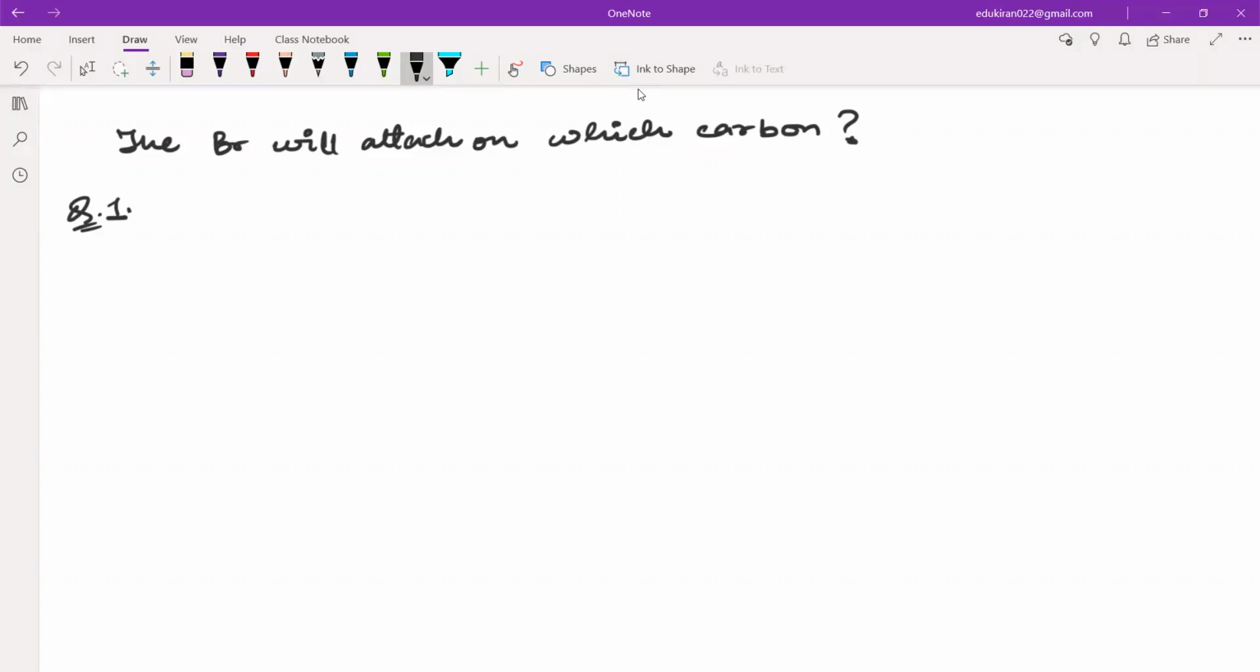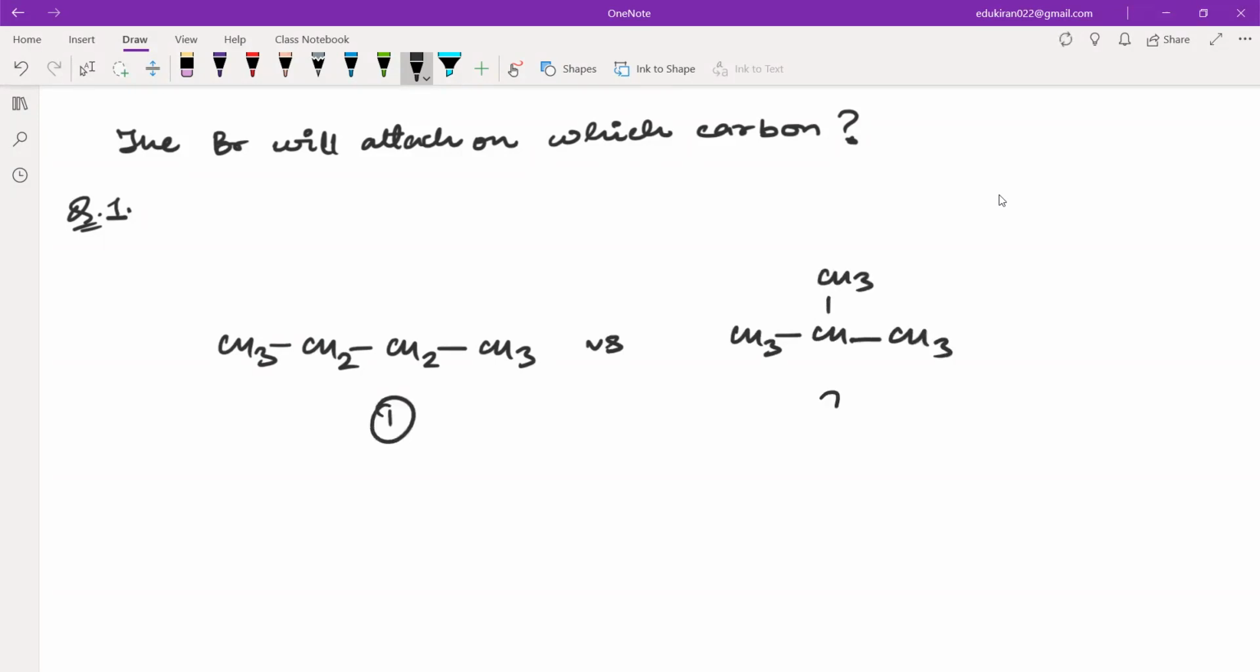Okay, and tell me, if I increase the branching, what will be the effect on the boiling point and melting point? I can also say, compare CH3 CH2 CH2 CH3 versus CH3 CH CH3 and CH3. Which will have a higher boiling point, 1 or 2, Samira? Okay, good.